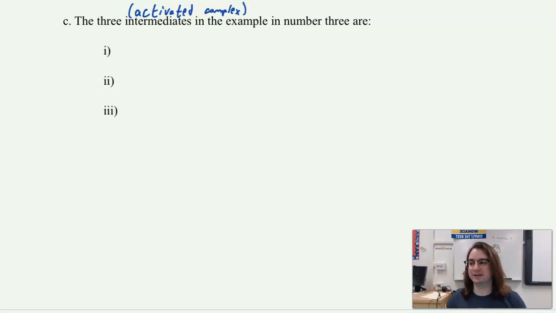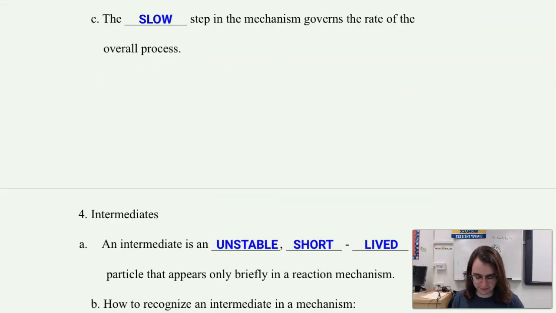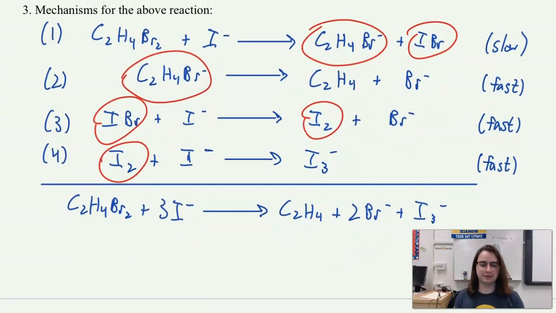I'll give you a hint. They're the ones we circled. So that should be C2H4Br minus. It should be IBr, and it should be I2. And let's see if those fit the criteria that we established before. They are formed as products, which looks good to me, and then they are used up later as reactants.